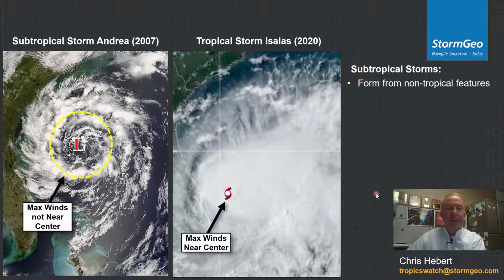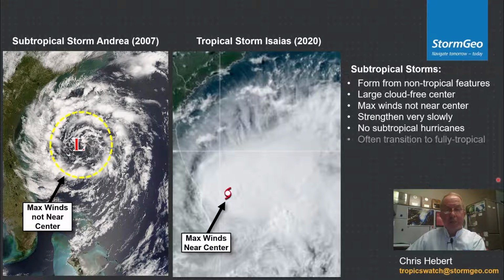On the left we have Subtropical Storm Andrea from 2007. On the right, we have Tropical Storm Isaias from 2020. Now, if you look at Andrea, we see a broad open center here with the strongest winds located maybe over 100 miles from the center. No squalls over the center at all. The strongest winds aren't near the center, as would be the case with a tropical storm like Isaias. So Isaias has very strong winds right over the center, heavy squalls right over the center.